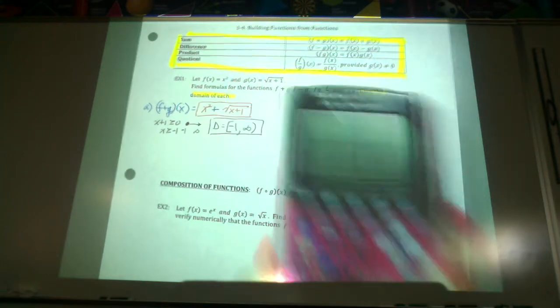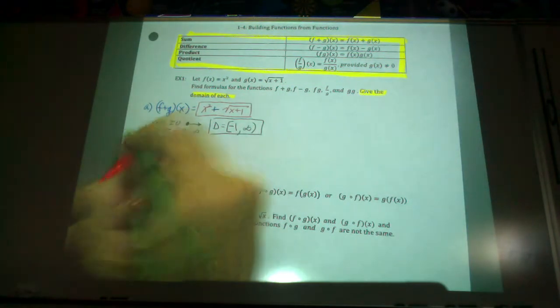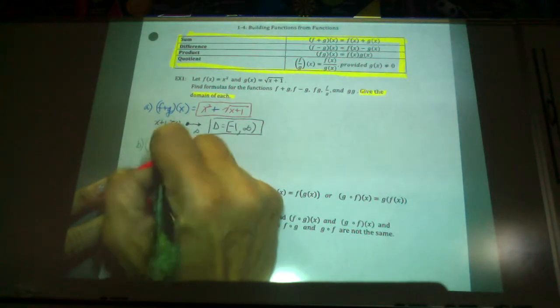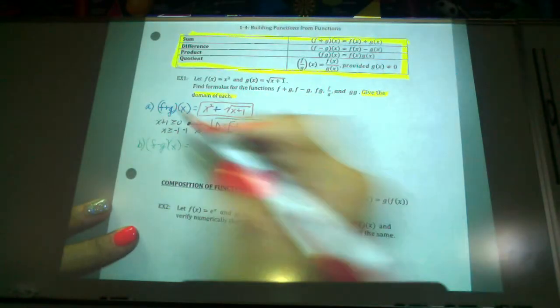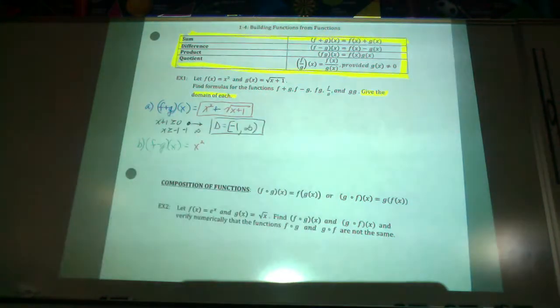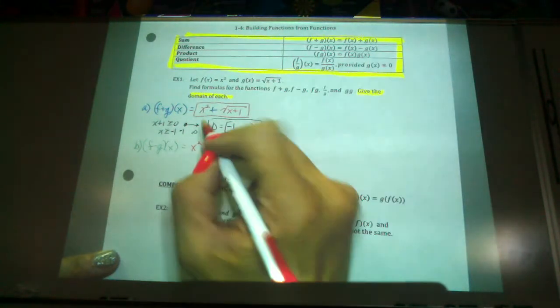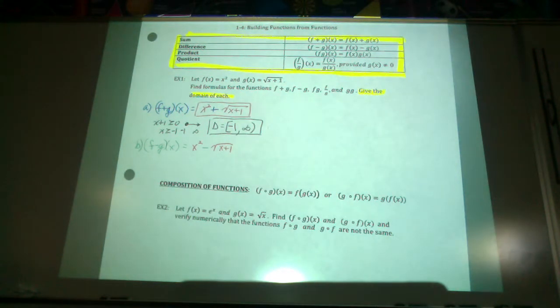All right, so let's look at subtraction. How does that change the graph, and how does that change the domain, if at all? So part B, f minus g of x equals, so I'm going to take my f function, which is x squared. I'm going to subtract the g function, which comes second, and that is the square root of x plus 1. Can that be simplified?